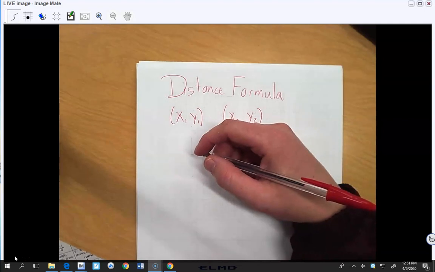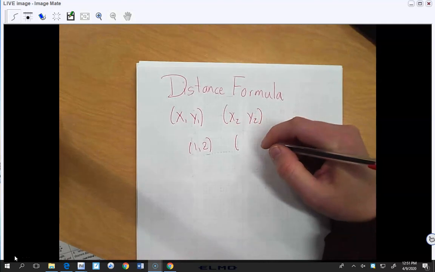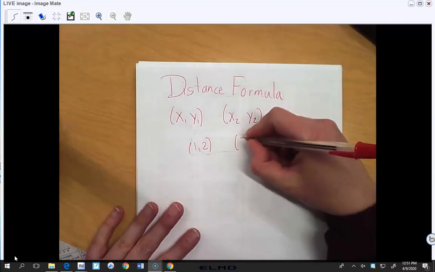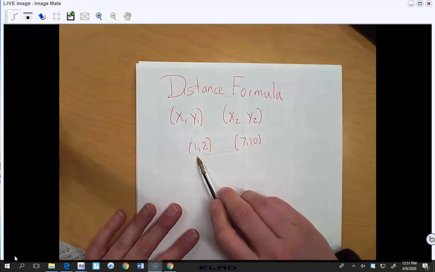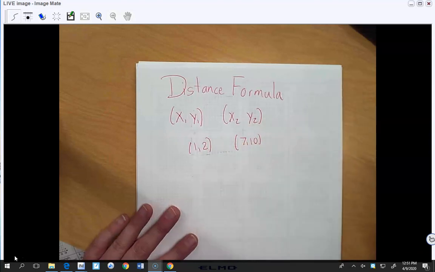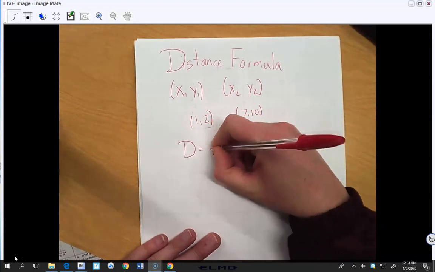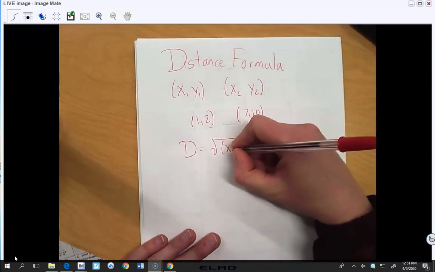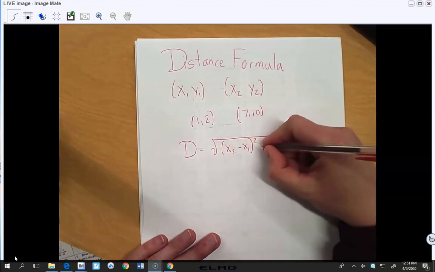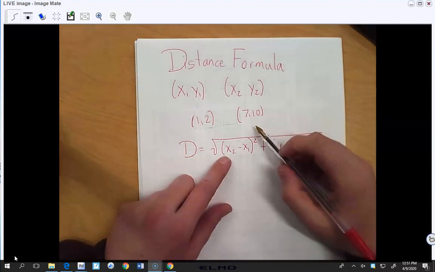So if we have the 2 points, let's say we have the point 1, 2, and we have the point 7, 10. Then I would go through and I would say one of these is x1, y1, x2, y2. Doesn't matter, I can pick and choose which one's 1 and which one's 2. So the formula says distance equals the square root of my x's, x2 minus x1 squared, plus my y's, y2 minus y1 squared. So I'm going to pick this as the 2.